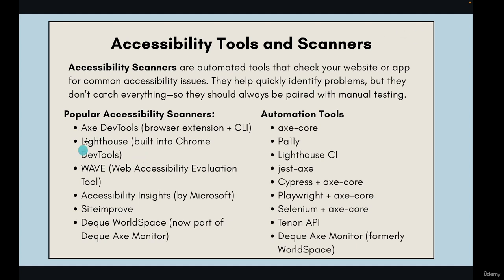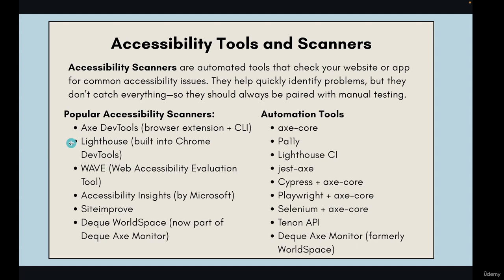Some of the popular accessibility scanners are Axe DevTools. This is the one I've used at my last 2 jobs, so it's very popular. This is a powerful tool by Deque. It scans web pages for accessibility issues directly in your browser, either Chrome or Firefox, or via the command line, and it is great for both manual testers and devs to use.